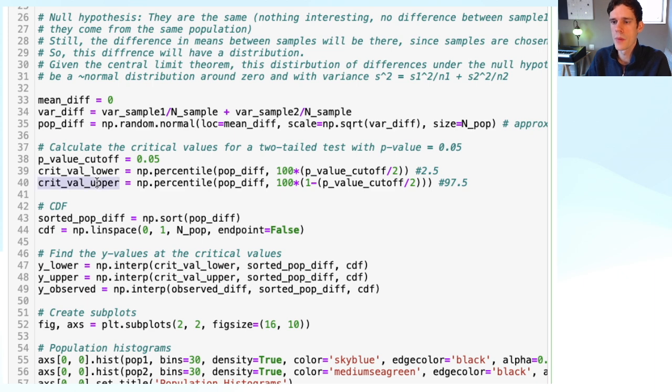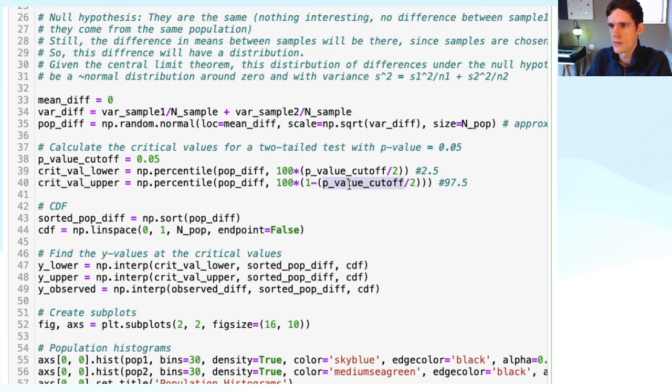Now for the upper bound, we need the 2.5% largest value. Now this corresponds to 100% minus 2.5%. So the percentile corresponding to 97.5%. And this is exactly what this number is.